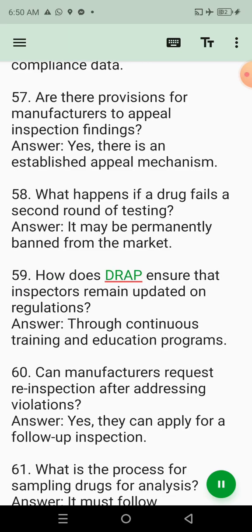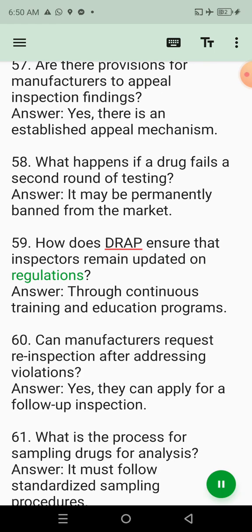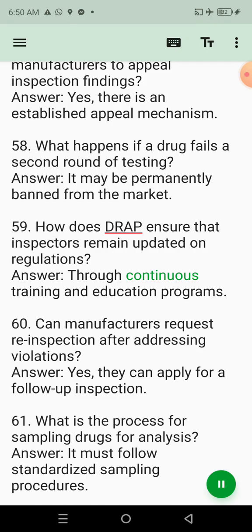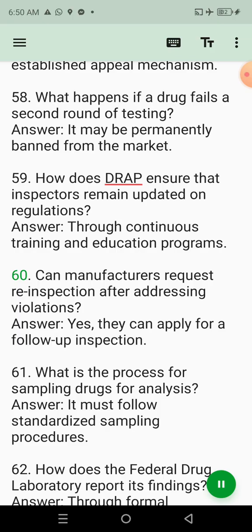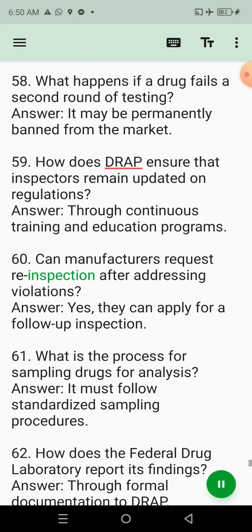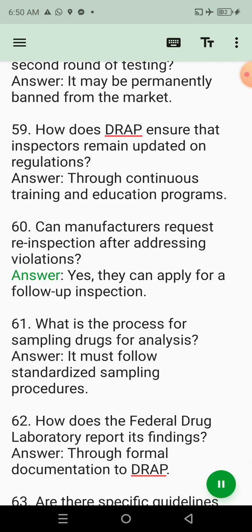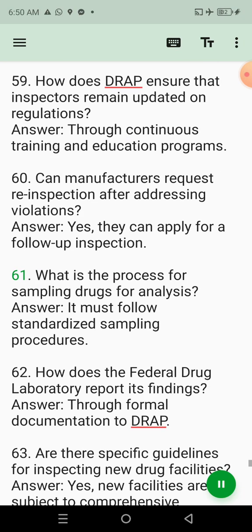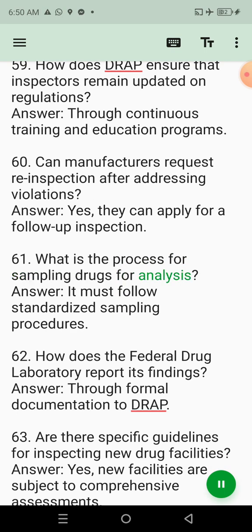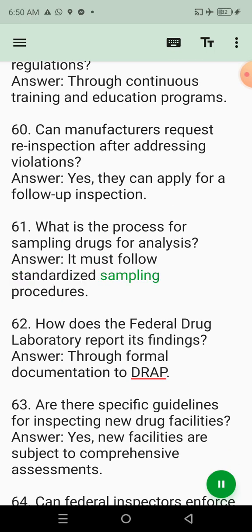59. How does DRAP ensure that inspectors remain updated on regulations? Answer: through continuous training and education programs. 60. Can manufacturers request re-inspection after addressing violations? Answer: yes, they can apply for a follow-up inspection. 61. What is the process for sampling drugs for analysis? Answer: it must follow standardized sampling procedures.